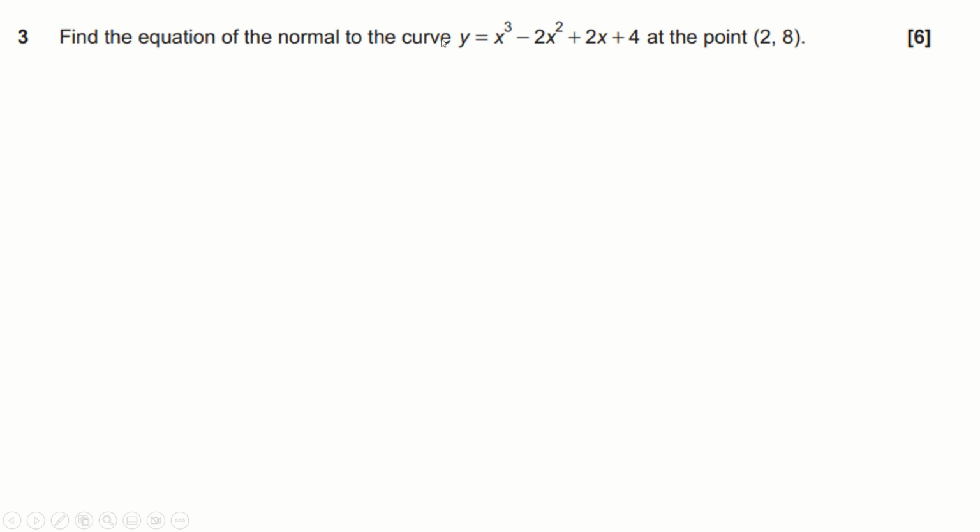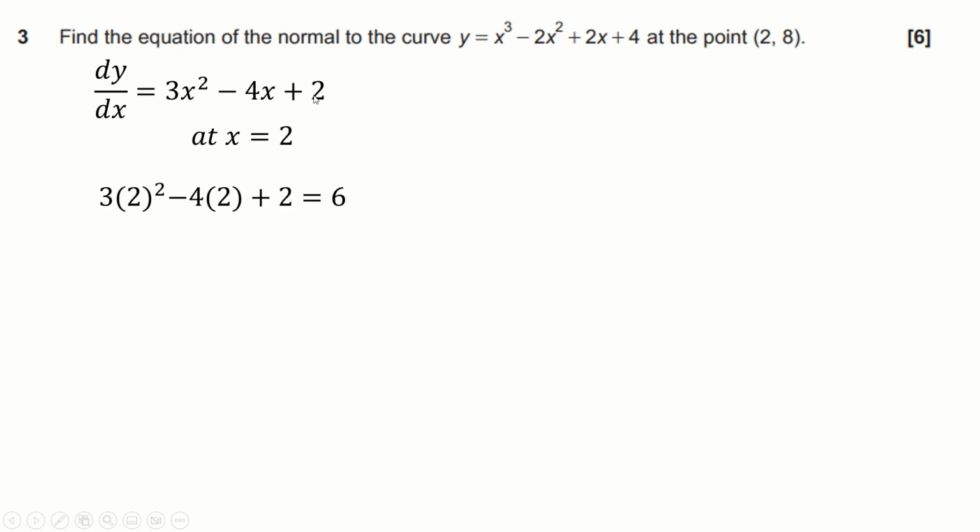Question number 3. So you can differentiate this, of course. As soon as you see the words normal and stuff, you know you're thinking about gradients, thinking about differentiation. So differentiate it. You want the gradient of this at x equals 2. So you put in 2 into this, and you get a gradient of 6. The normal is perpendicular to the curve, and that means it's got the negative reciprocal of this gradient. So the gradient of this is minus 1 over 6.